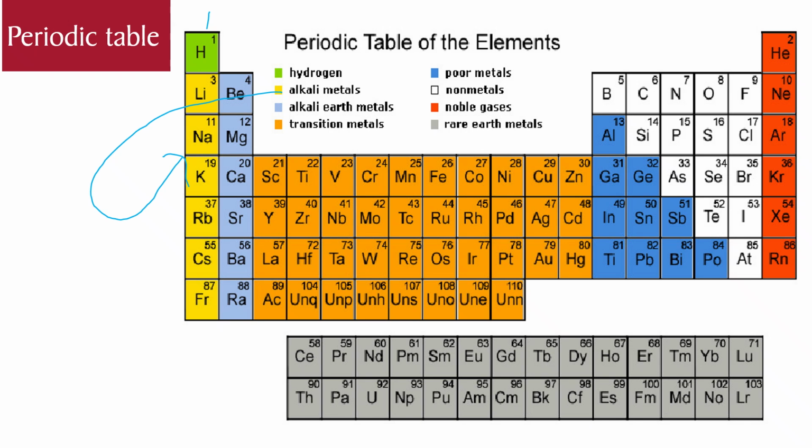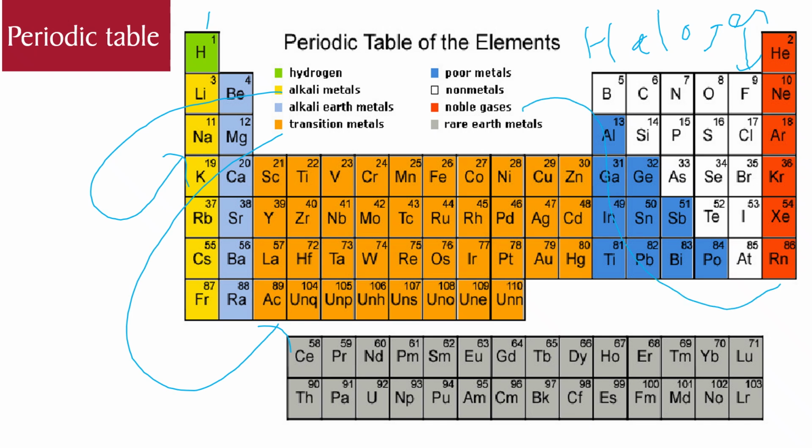We've also got the orange bit here, which is the transition metals. Going all the way from scandium over to zinc, they are the transition metals. We've got the halogens, which is this group here, and that is spelled halogen. And then the red group right at the very end is the noble gases, and they are very, very inert.